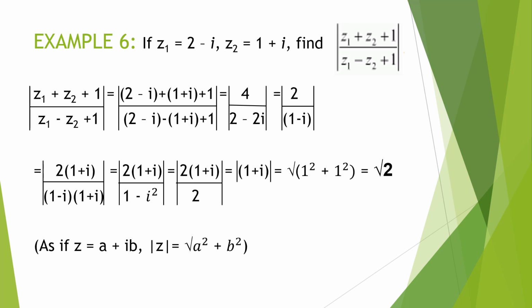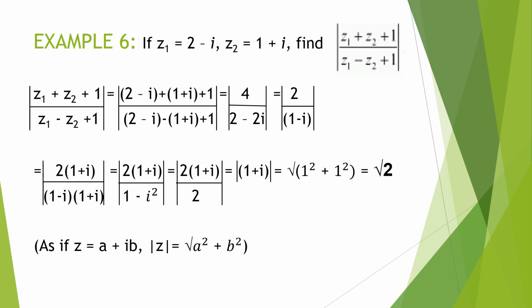Taking 2 common, it is mod of 2 upon 1 minus i. Now we try to again simplify the denominator. Since denominator has 1 minus i, we multiply by the conjugate. So multiplying and dividing by 1 plus i, we get 2 into (1 plus i) upon, down it is (1 minus i) into (1 plus i), it is 1 minus i square, or 2. Putting i square equal to minus 1, the denominator is 2. Numerator is 2 into (1 plus i).